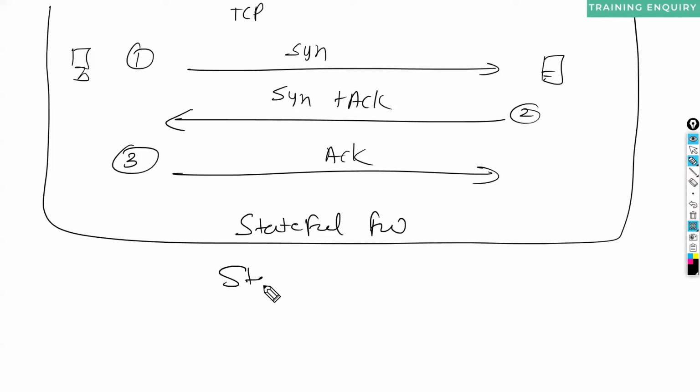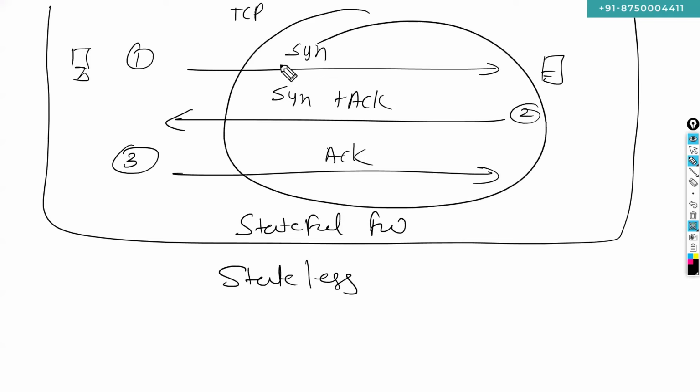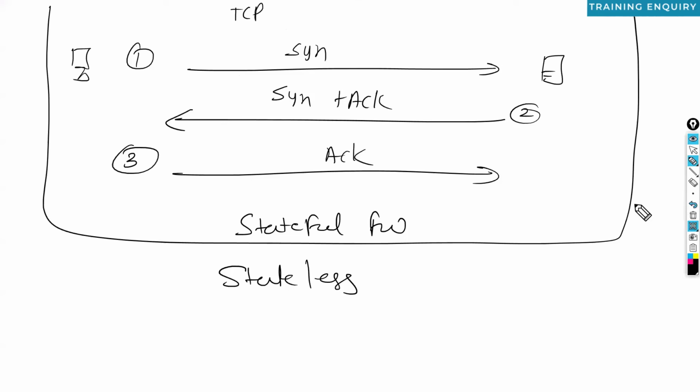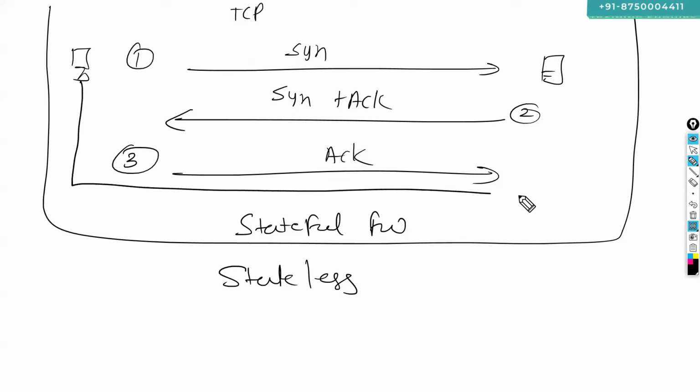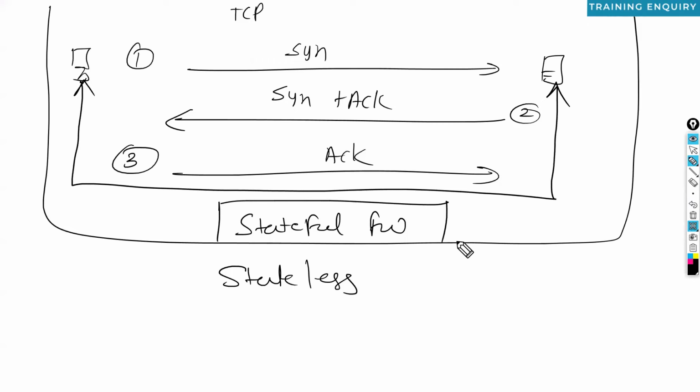But when we talk about stateless, it doesn't follow this rule. It means if you are using a stateful firewall, the first packet must be SYN, the second must be SYN plus ACK, the third must be ACK. When client and server exchange these messages, only then can they exchange data with each other. This will be forcefully implemented by stateful.